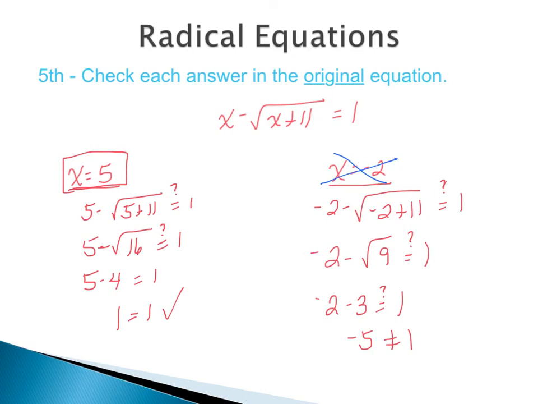So we did all of that work, but we found a solution that did not work, which means that our final answer, our final solution is just 5. So be sure that you go back and check both of them in the original to determine if both sides are equal.